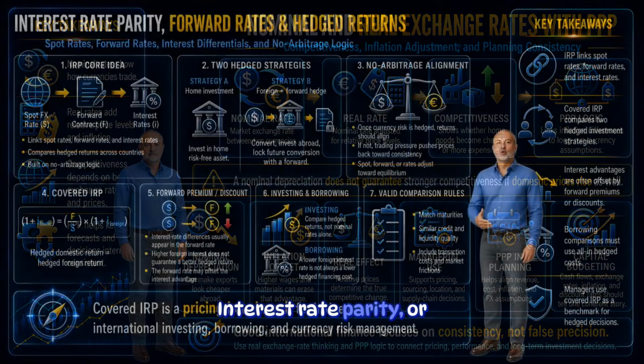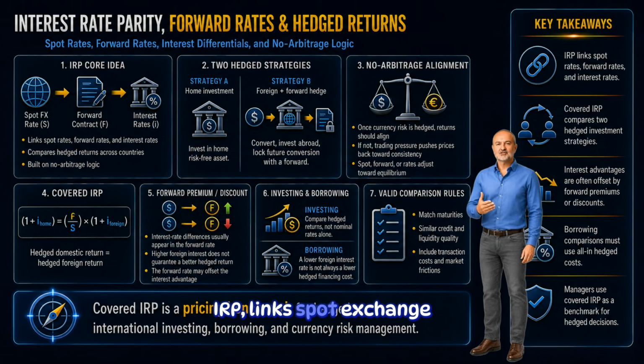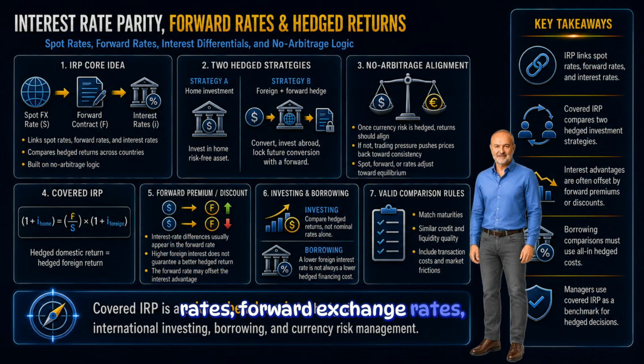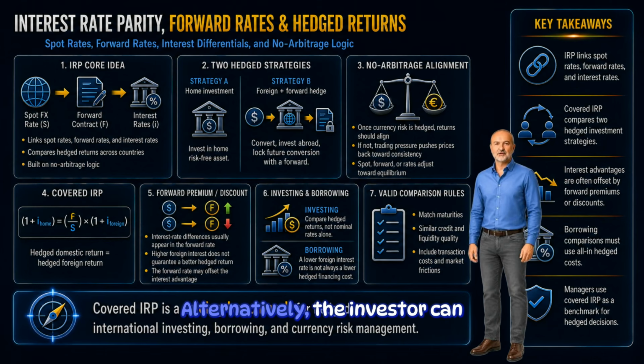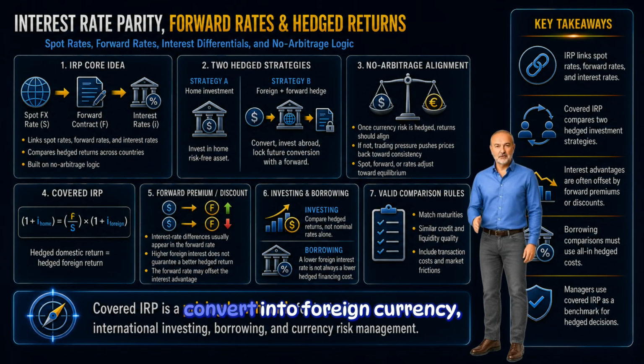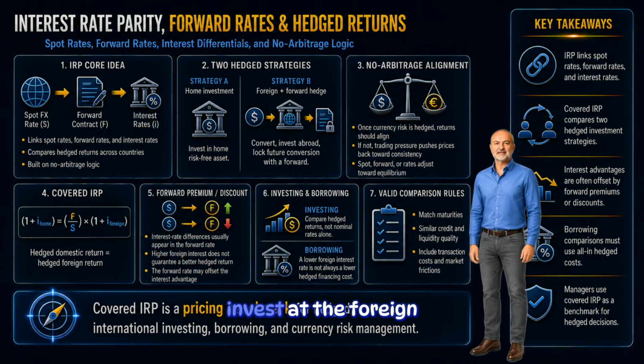Interest rate parity, or IRP, links spot exchange rates, forward exchange rates, and interest rates across countries. The central idea is a no arbitrage comparison between two hedged investment strategies. An investor can place funds in a home currency risk-free asset. Alternatively, the investor can convert into foreign currency, invest at the foreign risk-free rate, and lock in the future conversion back into home currency with a forward contract.